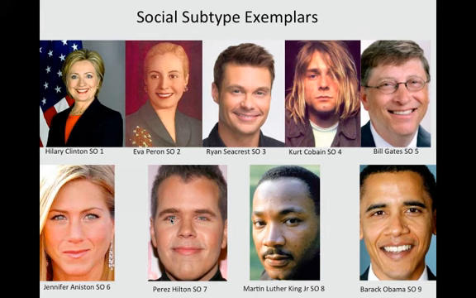Social 8, Martin Luther King Jr., I think that's pretty obvious. He sort of exemplifies that. Social 8 is the protector of all, friend to no one. So they are hard to get to know personally because they feel like they need to keep distance in order to protect other people. And then Barack Obama, the ultimate kind of social 9, who's trying to bring people together.